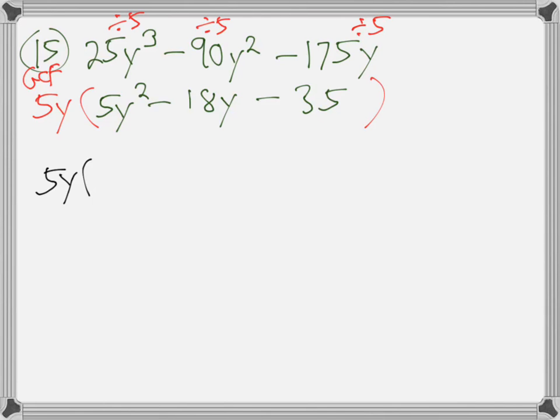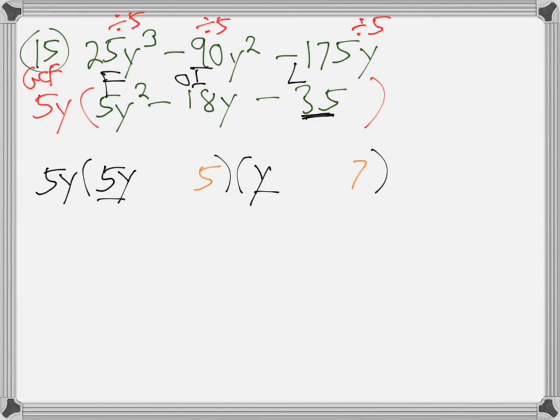So 5y, 2 parentheses. We're thinking FOIL. So front times front. Front times front, what times what makes 5y squared? 5y and y. No other options there. And now the back, what times what makes 35? 7 and 5. Could I put the 5 there and the 7 there? No way.